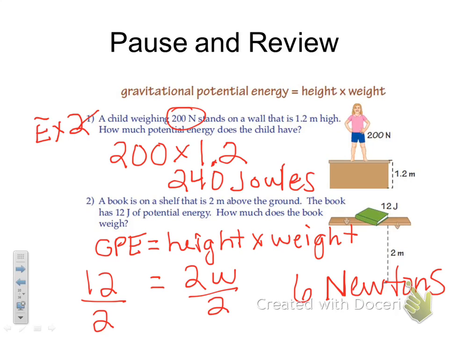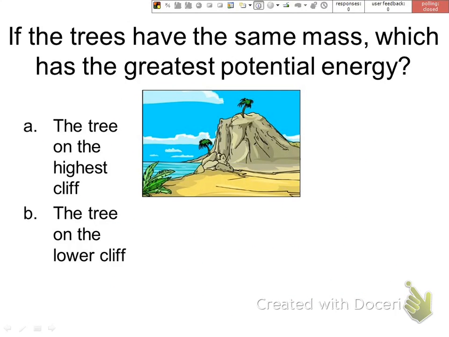You got your clickers? Let's test your knowledge here. Looking at the pictures: if the trees have the same mass, which has the greatest potential energy? You don't have to hit the silver button, you just have to hit A or B. A is the tree on the highest cliff, or B is the tree on the lower cliff.